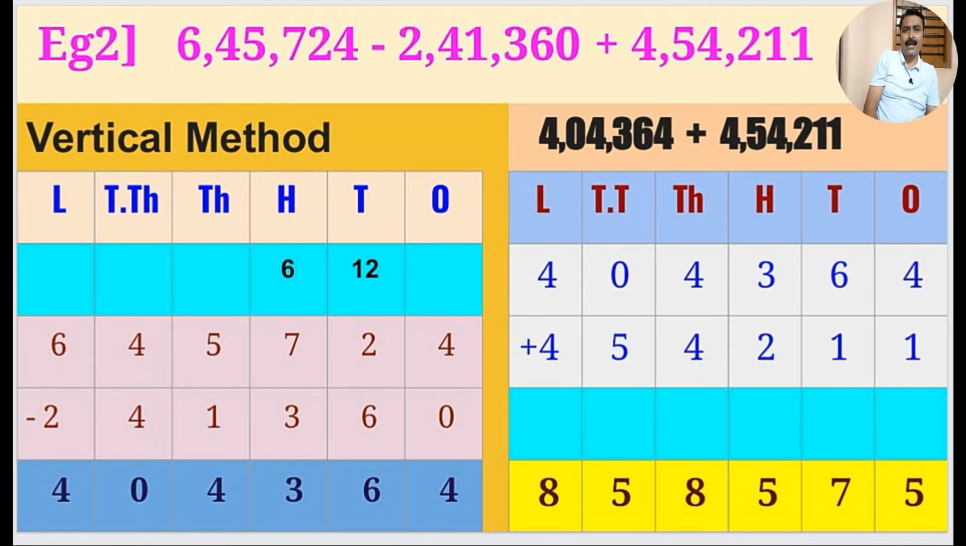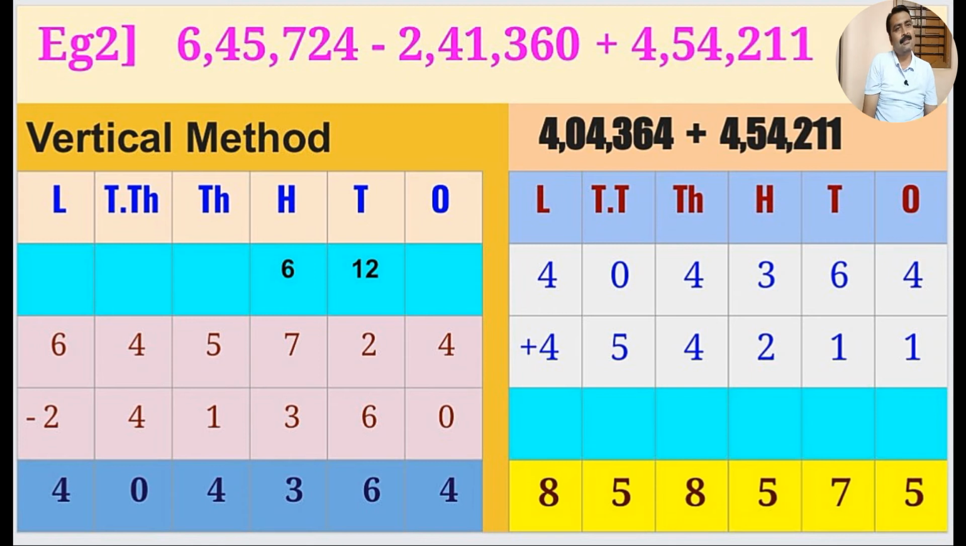First number, now we arrange here 6,45,724. While arranging that number, 4 we write into the ones column, 2 into the tens column, 7 into the hundreds column, 5 into the thousands column, 4 into the 10,000s column, and 6 we arrange into the lakh place column. After that we take the minus sign there. Now we arrange the second number here. While arranging the second number, 2,41,360, we arrange it in the same way.